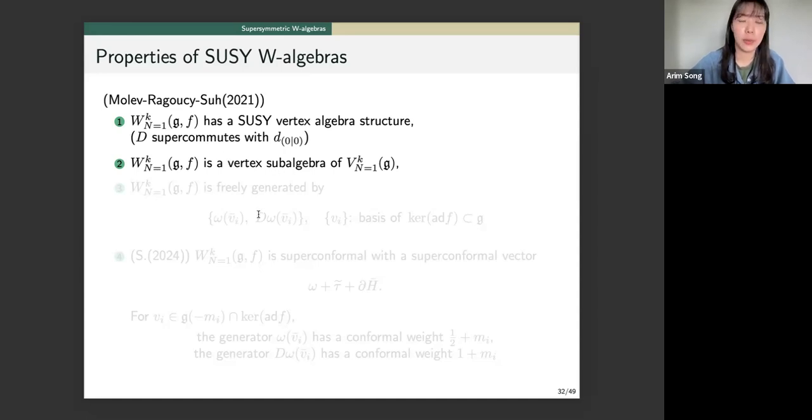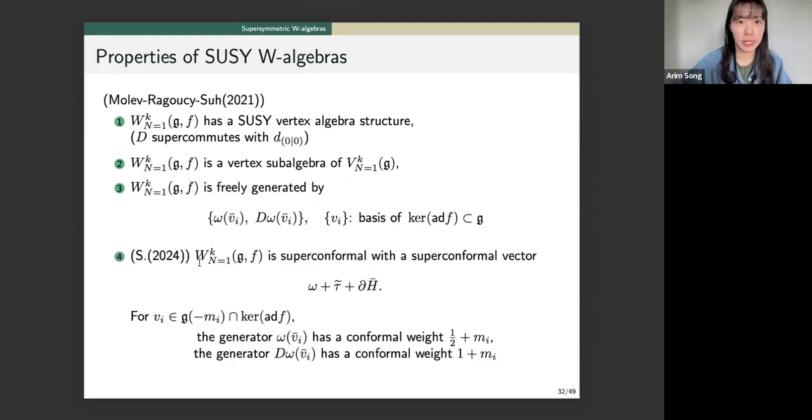And the next is that we can regard this supersymmetric W algebra as a vertex subalgebra of a supersymmetric affine vertex algebra. I didn't explain much here, but this can be done similarly to the W algebra case by taking building blocks in the complex. And the next important thing is that this supersymmetric W algebra is actually freely generated by these elements, omega v_i bar and D of omega v_i bar, where v_i are bases of the kernel of ad f.